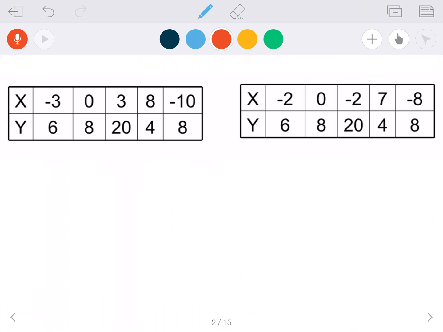On the left, each input has exactly one output. That's a function. On the right, we see -2 going to 6. -2 also goes to 20. That's not a function. If for any single input it goes to more than one place, not a function.